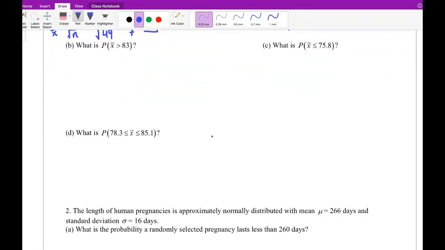Okay, then part B, we need to find this area of what is given, and that for sample mean is greater than 83. So what's the answer for this part? And same thing for part C. What is the area when sample mean is less than or equal to 75.8?